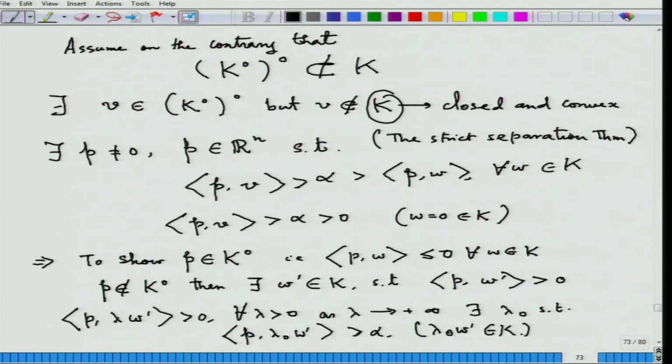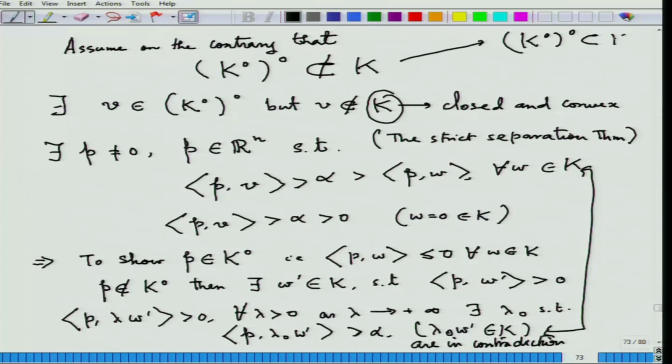So, this and this are in direct contradiction. I am disproving a fact which has to hold by the separation theorem, which means that what I have assumed is not correct. So, K polar is also a subset of K, proving that K is nothing but K polar.